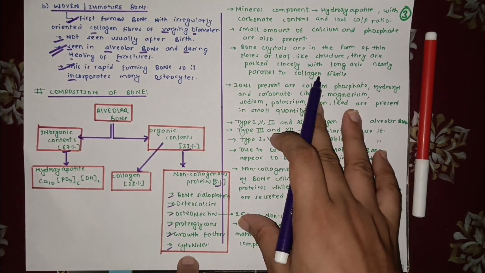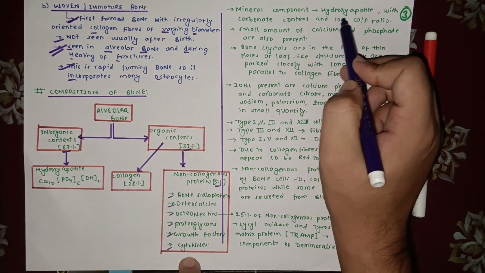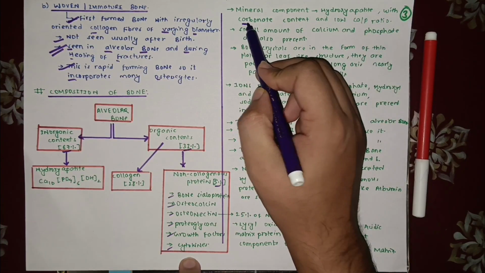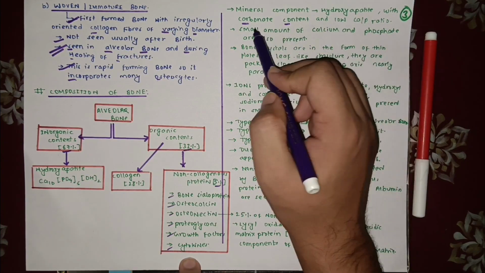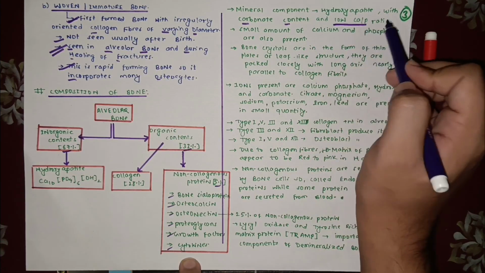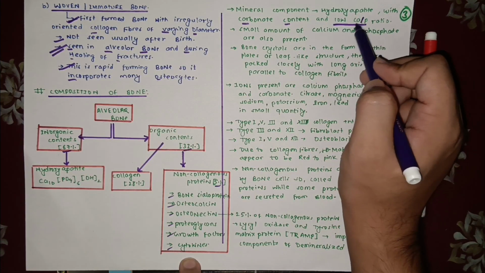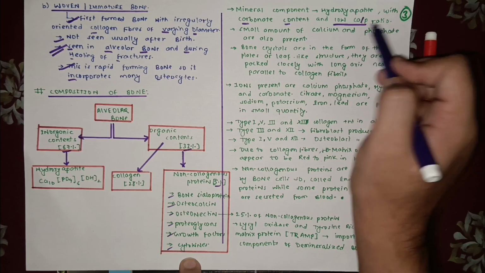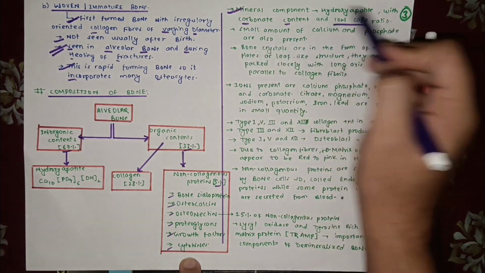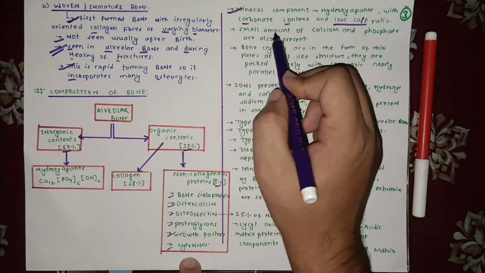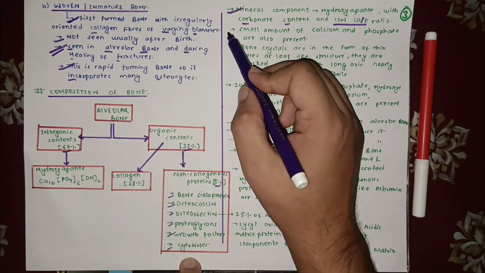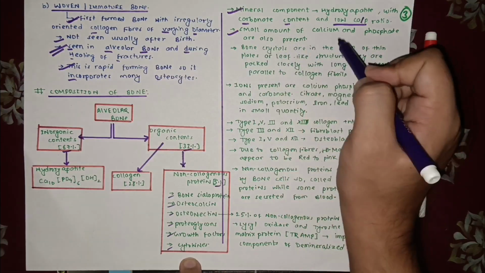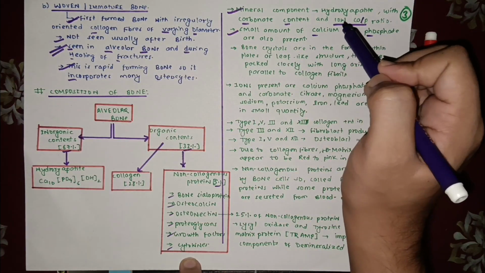Now in the mineral component, hydroxyapatite, the carbonate content is high and the calcium by phosphate ratio is low. So this is important for your MCQ exam. After that, small amounts of calcium and phosphate are also present here.